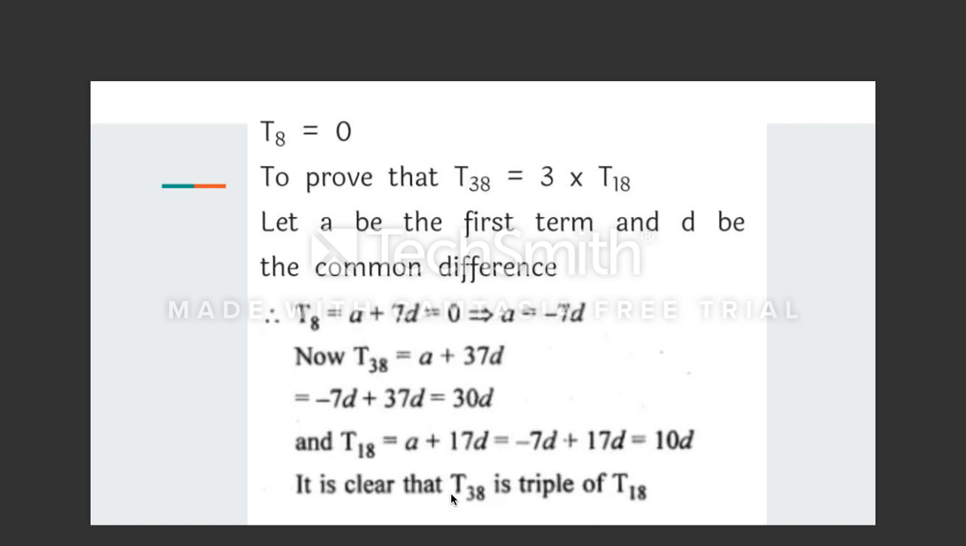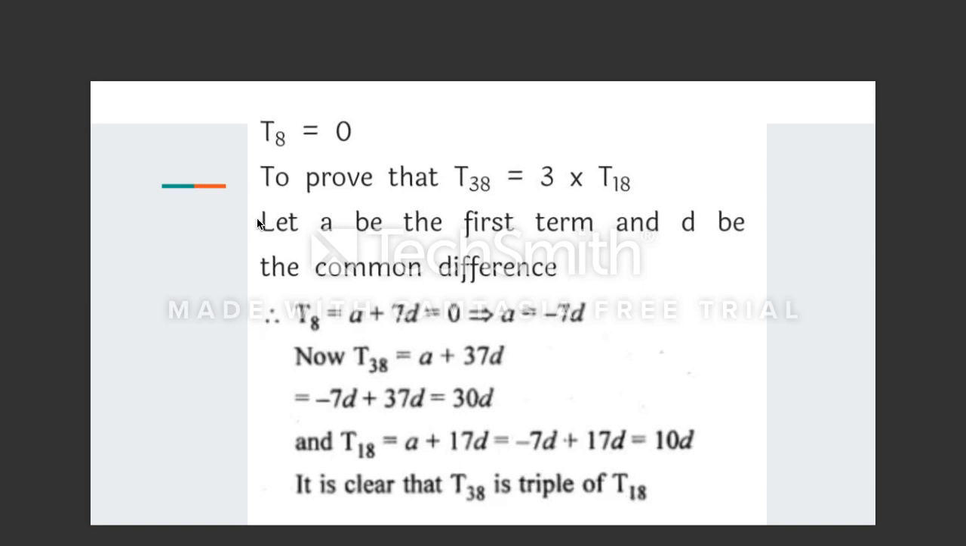Here we are talking about question number 17. I'm reading out the question for you. See the question. If the eighth term of an AP is 0, eighth term means A8 or T8, yesterday also I've told you, is equal to 0. Prove that the 38th term, T38, is triple of the 18th term.